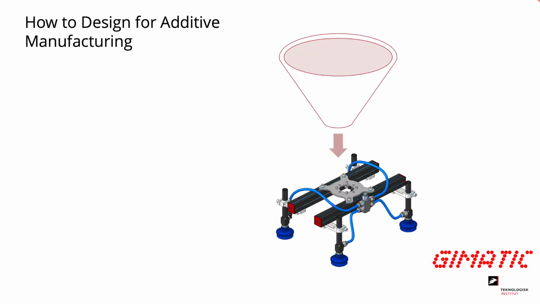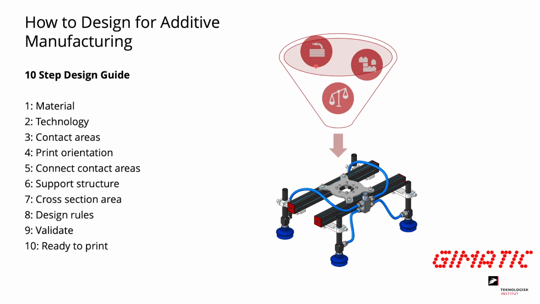So which of the design benefits that we saw before can we actually utilize when redesigning a robot gripper? Well, first of all, we can make it lighter, then we can make part consolidation so we end up with fewer parts in total, and we can integrate the air tubes for the suction cup into the gripper itself. So to go from the original gripper to a 3D printed gripper, we need to go through 10 design steps.